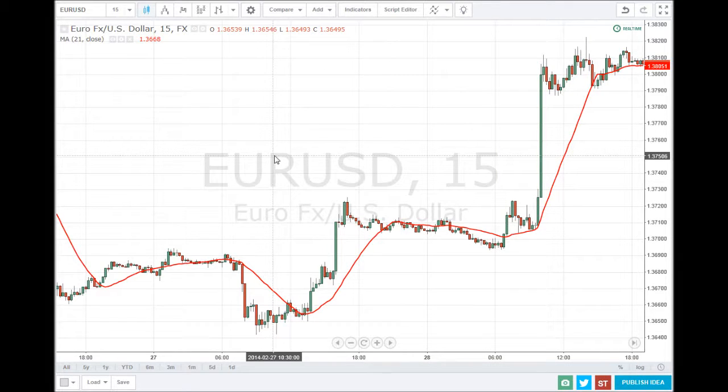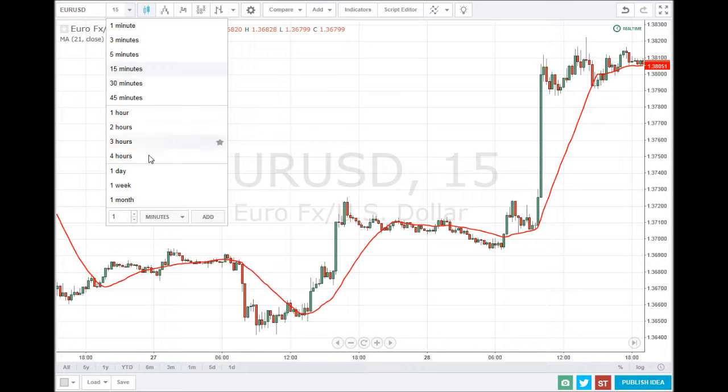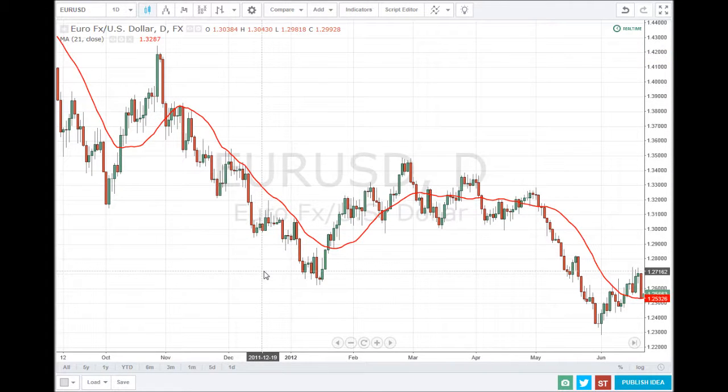Let's continue with this moving average, but let's use a higher time frame chart. Let's look at a daily chart. So this is a daily chart of the euro US dollar. Our moving average is moving strongly on the downside and price is downtrending.